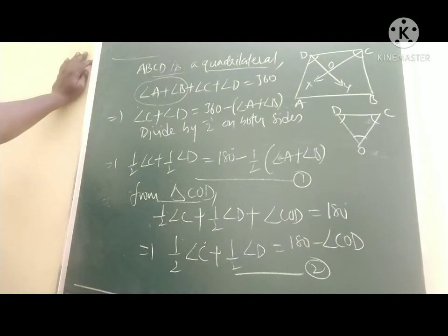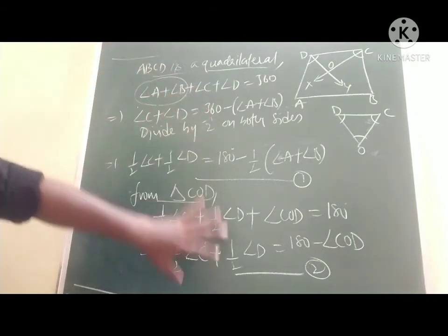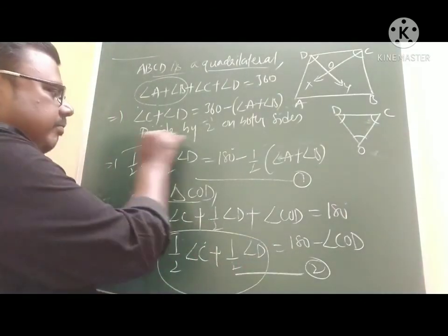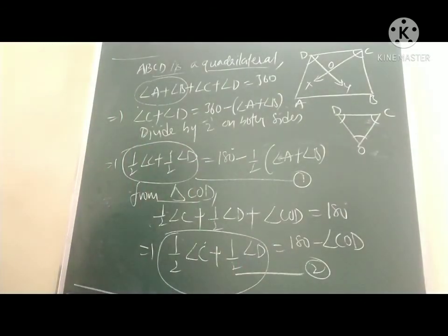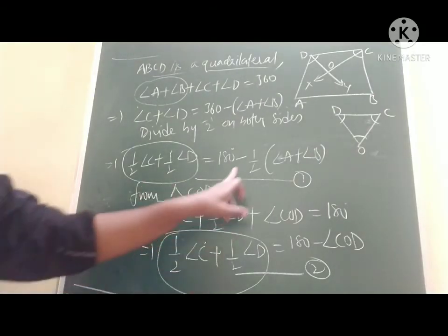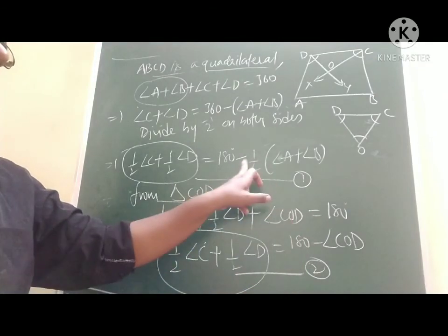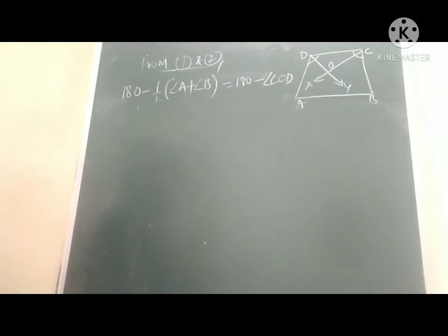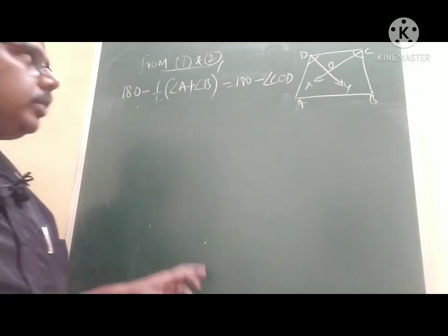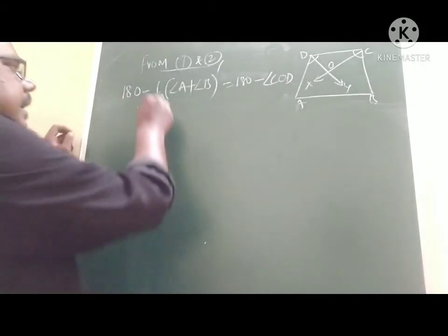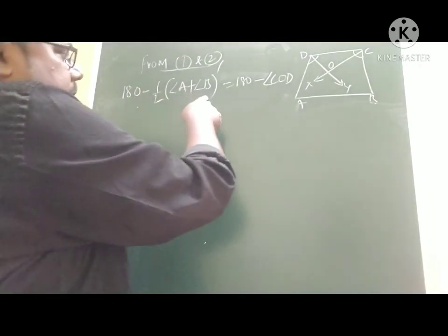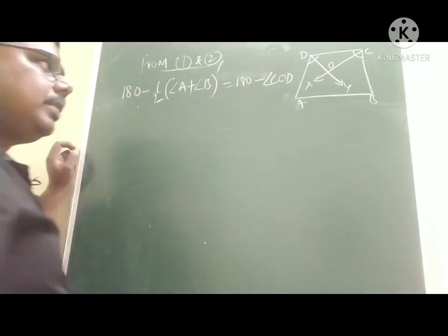I hope everyone understood 1 and 2. Here in 1 and 2, clearly if you can see, the left hand sides are equal. Now I can equate the right hand sides. Let us equate that and see what will happen. So as per 1 and 2, I have written 180 minus half of angle A plus angle B is equal to 180 minus angle COD.